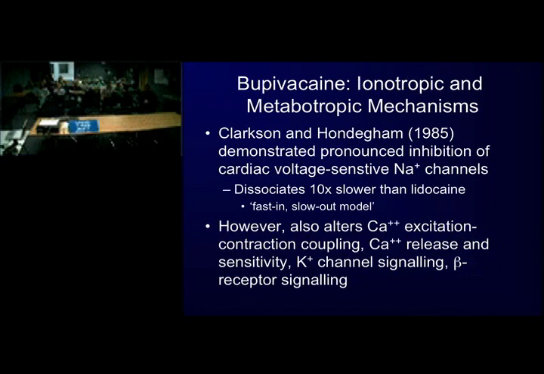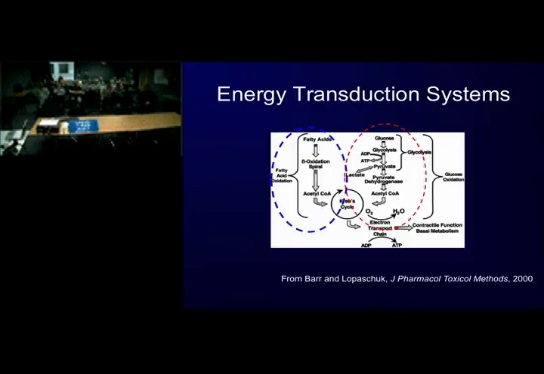Now, I want to just talk to you about energy transduction systems because this will become more clear later on in the talk. If you remember back from your biochemistry days, there are a couple of ways that the cardiomyocyte is able to gain its ATP. The first method is fatty acid oxidation, and the second is glucose oxidation, again ultimately leading to the Krebs cycle and giving us ATP.